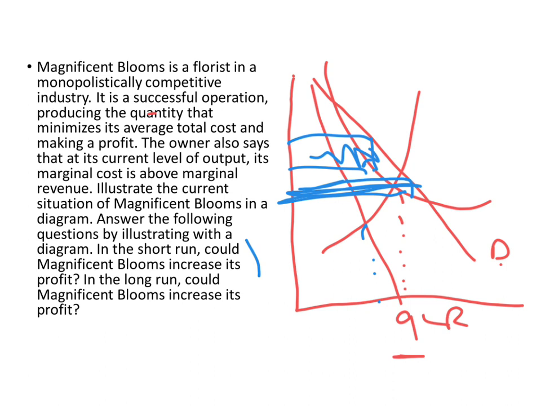In the long run, could Magnificent Blooms increase its profits? No. They can't, because they will be only producing breaking even. That's the default position because of entry or exit. Even though they could be doing better, if they were still making profits, that's going to attract other firms to this market, and in the long run, they will be seeing the demand curve shift. They will be breaking even in the long run.